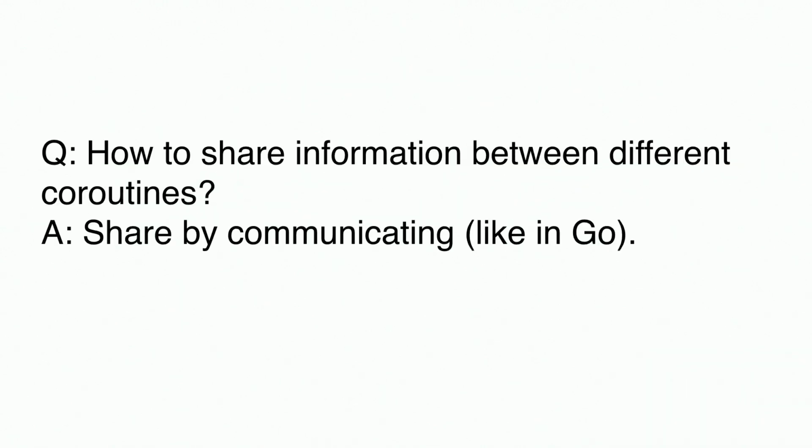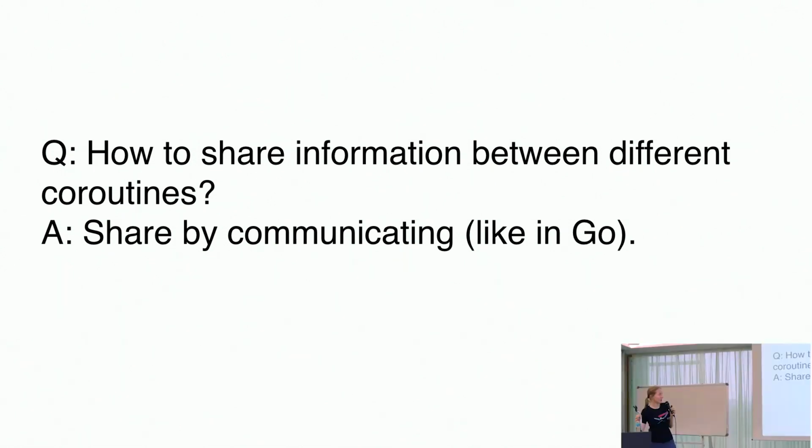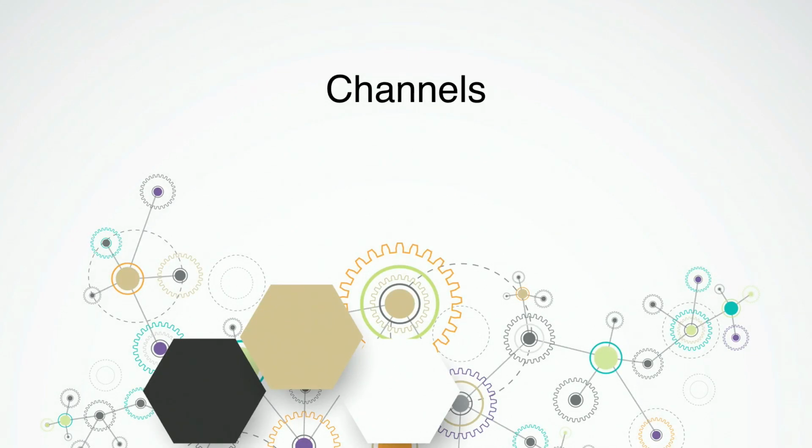So now I still have some time, and I want to cover one more topic about coroutines. And this is about sharing information between different coroutines. So when you started a couple of coroutines, how to share some data between them? That's the question. And the answer follows the Go programming language, where the concept of coroutine is available for a long time, and they use channels for that.